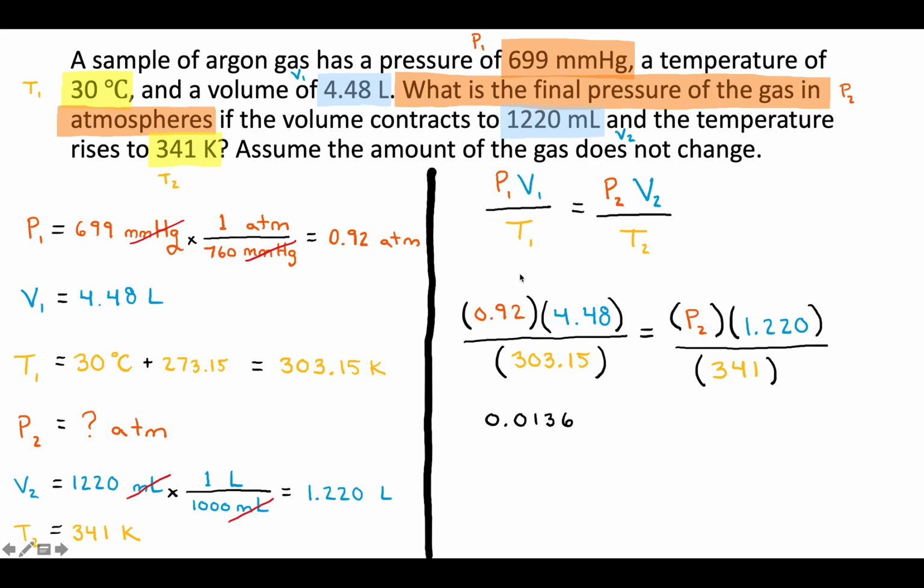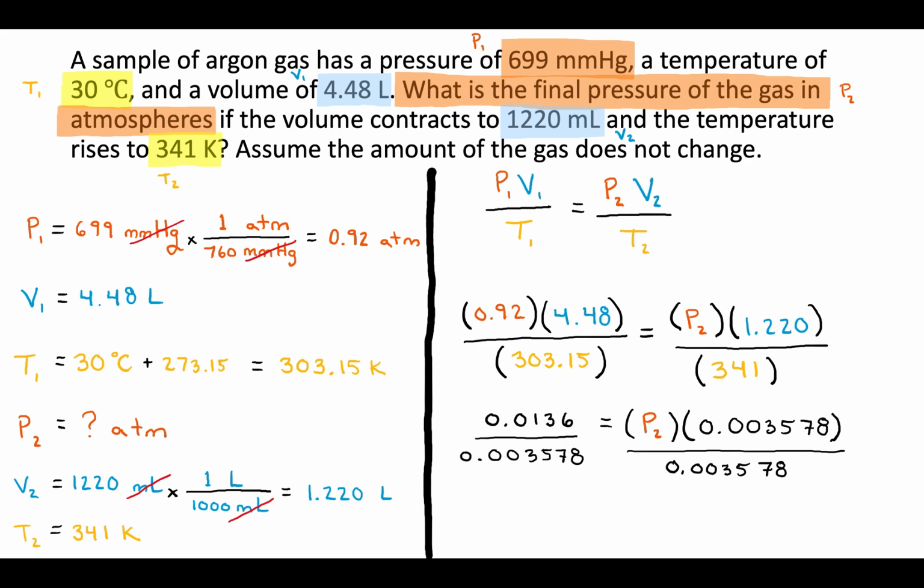That's that left side. On the right side, you'll still have P, but if you take 1.220 and divide it by 341, that'll give you 0.003578. Now we want to get P by itself. It's being tied to this other number through multiplication, so we're going to do the opposite operation, division, with the same number. If you do it to one side, you've got to do it to the other. Cancels on the right, and P2 equals 0.0136 divided by 0.003578. Plug that into a calculator, you should get 3.8.